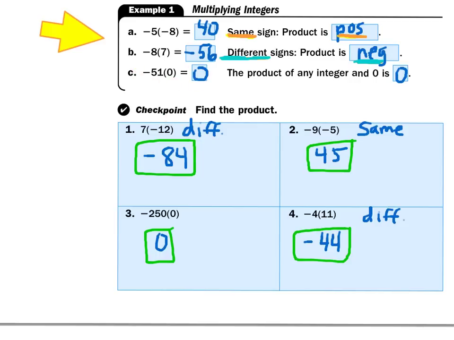So go to the checkpoint, find the product. So 7 times negative 12, signs are different, means our answer is negative, so it's negative 84. Look at number 2, negative 9 times negative 5, the signs are the same, so our answer is positive 45. Look at number 3, negative 250 times 0 is just 0, anything times 0 is 0, you know that. Take a look at number 4, negative 4 times 11, the signs are different, so our product is negative.